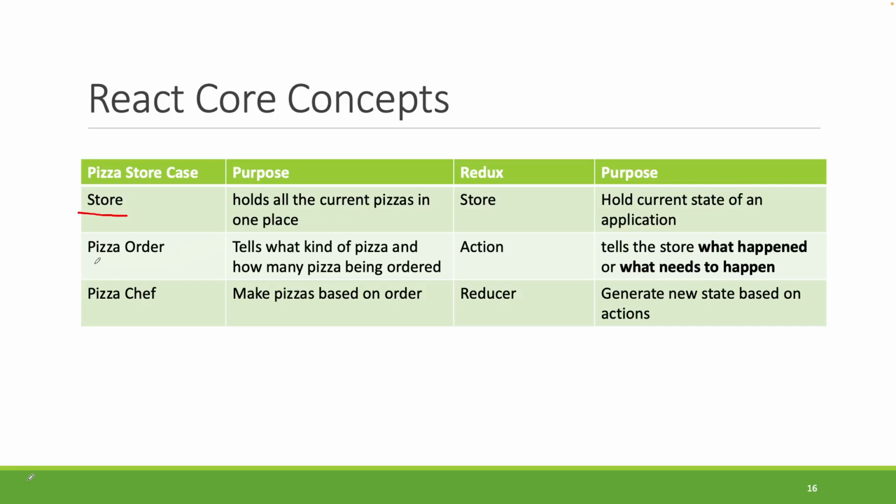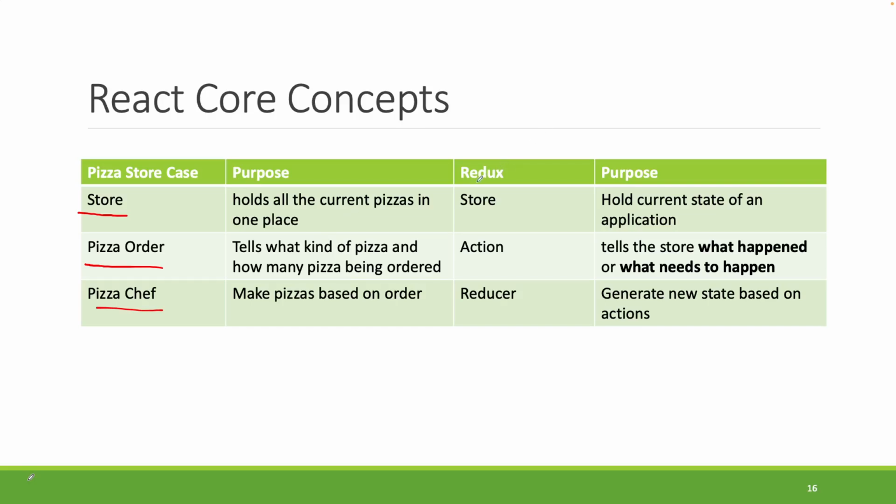And then as a customer, we can make a pizza order. In this pizza order, we tell what kind of pizza we want and how many pizzas we want to order. After we have ordered, the chef will make a pizza based on the order, and eventually this will produce a pizza. It will also change the current pizzas in the store, the number at least.